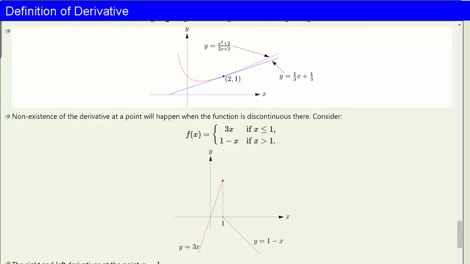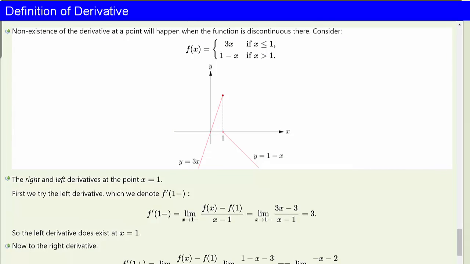Now the question is, when can a function fail to have a derivative at a point? This is equivalent to saying, when does the limit which defines the derivative fail to exist? There are in fact several situations which can be described by pictures and the associated failed limit calculation. Non-existence of the derivative at a point will always happen when the function is discontinuous there.